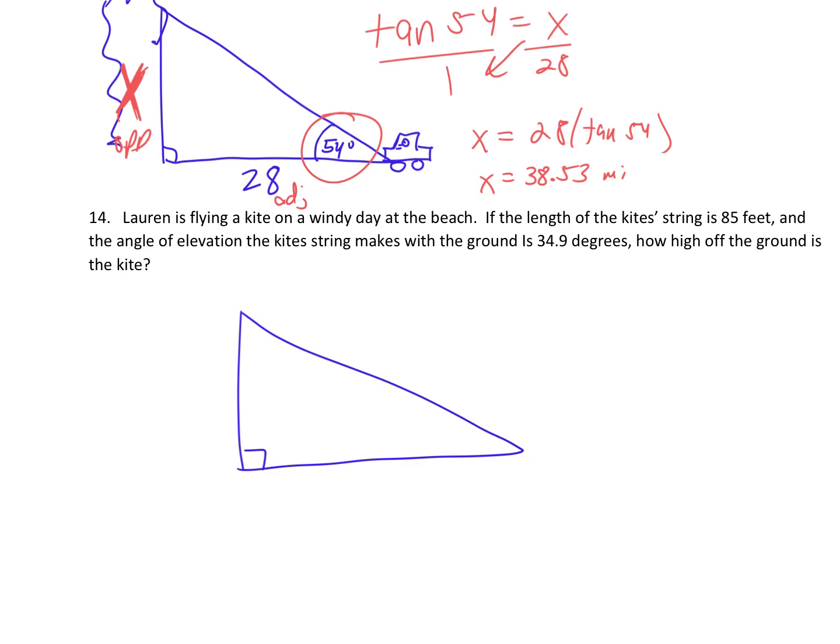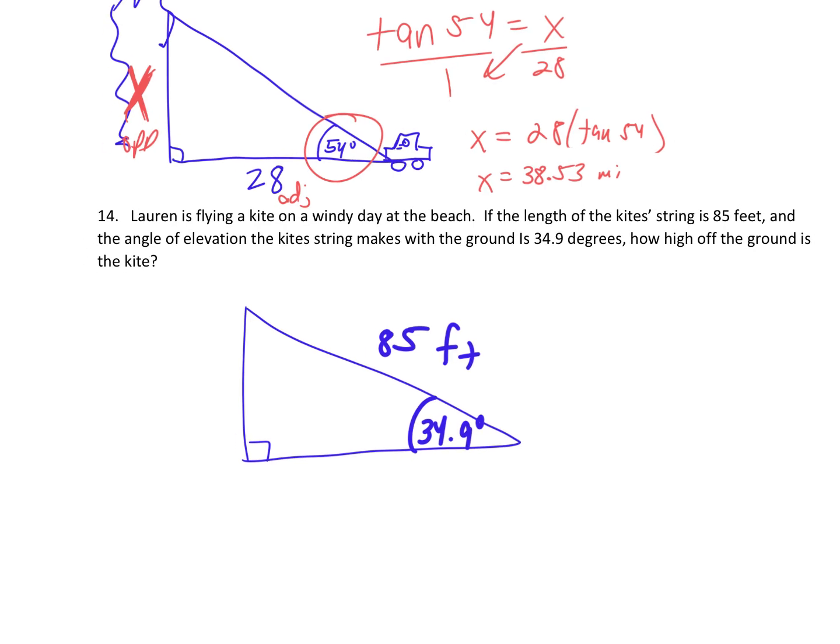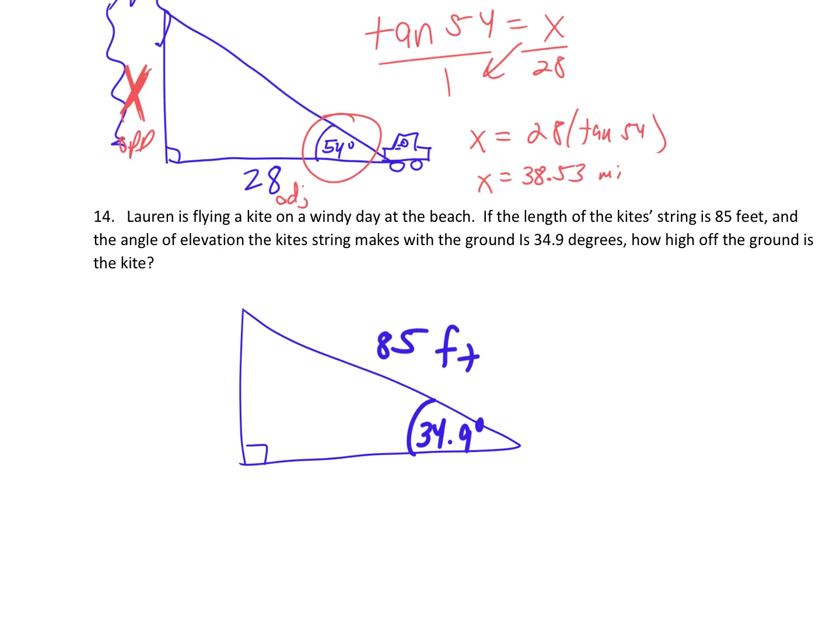What are they telling you? Think about a kite. You're flying a kite and you're looking at the string. What are they telling you is 85 feet? The hypotenuse. The hypotenuse is 85 feet. And then it says that the angle of elevation that the kite string makes with the ground is 34.9. Where do I put that? Bottom corner, 34.9 degrees. How high off the ground is the kite?